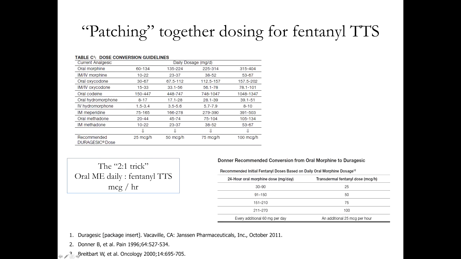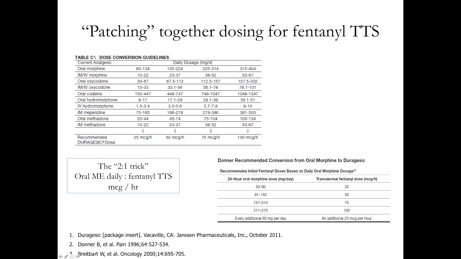So all of these have different methods of converting between oral morphine and the patch. Here's 3 of the most common. You don't need to memorize these, but the Breitbart method or the 2-to-1 might be handy to put in your back pocket. The thing you do need to be careful about is if you try to go back from like a 25 mic per hour patch to say one of these doses, remember you were very conservative coming this way, so you're going to wind up being overly aggressive coming this way, and you need to be careful because you might overdose the patient.